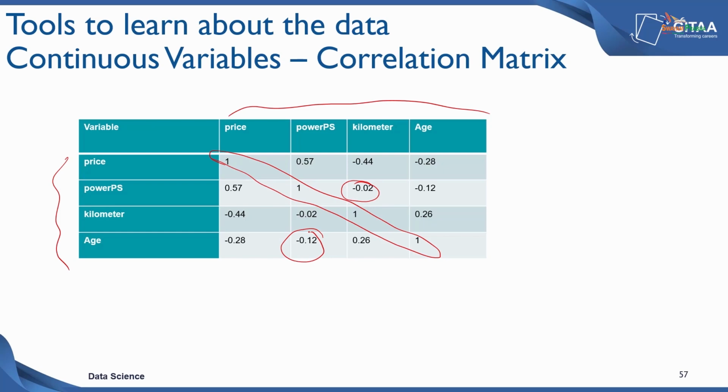So there is no definitive relationship between age and power PS, kilometers and power PS, etc. But with price, power PS seems to have a reasonable correlation, not the best, and also kilometers and age. Not conclusive, but if I need to identify candidates which are likely to determine my price, I would think power PS and kilometers would do far more than age, which is a little bit of a surprise.